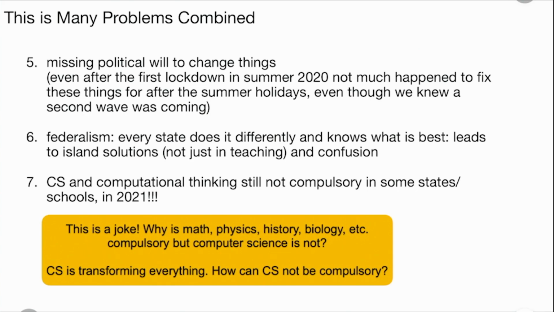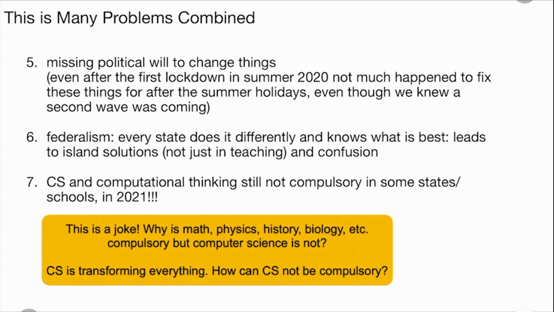Then 6 is federalism in Germany. So every state does things differently, in particular when it comes to schools. Every state, including Saarland, has a different school system, which has its reasons for good, but it also leads to many island solutions and problems. Basically, each state runs its own platform. And number 7, computer science and computational thinking are still not compulsory in some states.